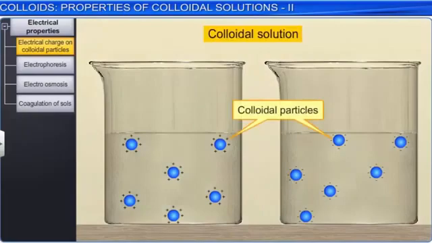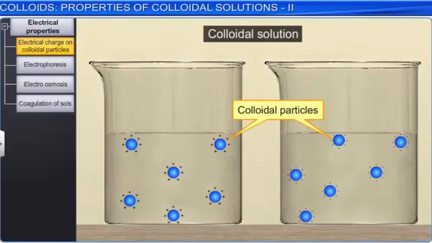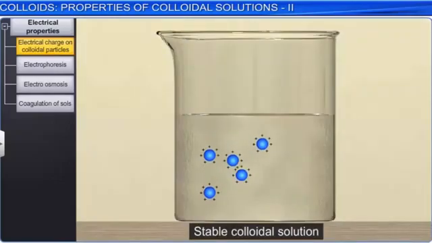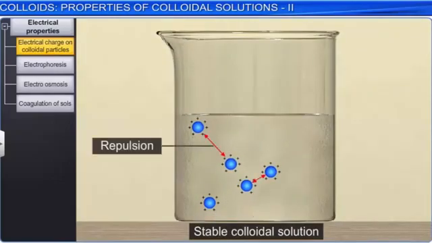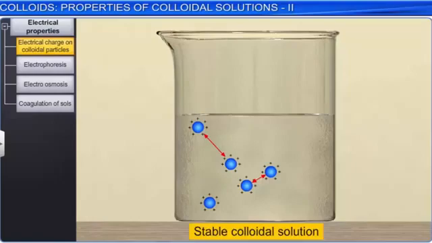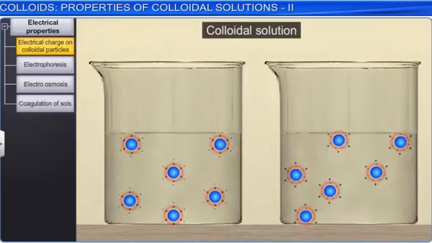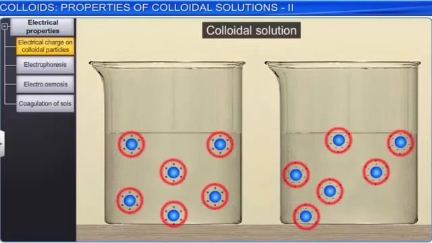The particles of a colloidal solution possess a definite electrical charge, either positive or negative on them. Due to the presence of the same charge, they repel each other and do not combine to form larger particles. This keeps them dispersed in the medium, and hence, a colloidal solution is stable. All the particles in a solution carry the same charge. The dispersion medium has an equal and opposite charge.